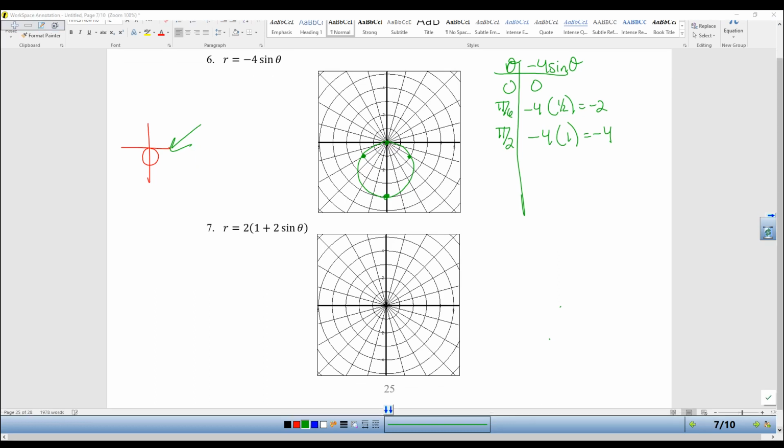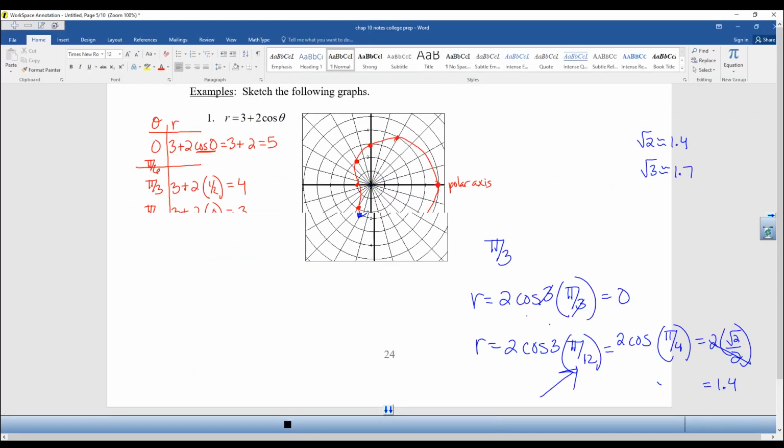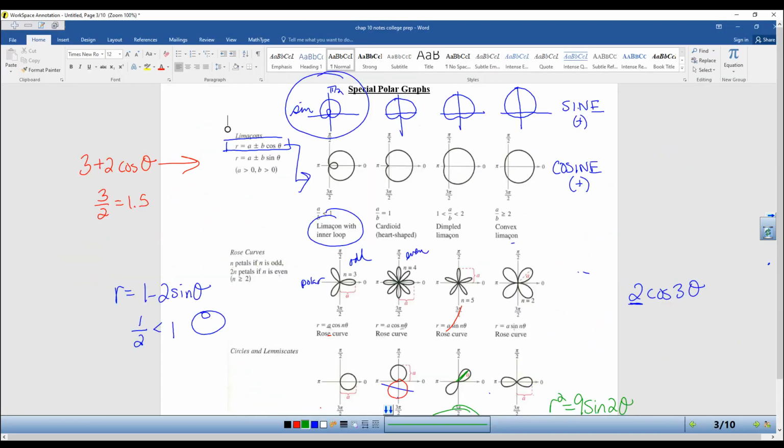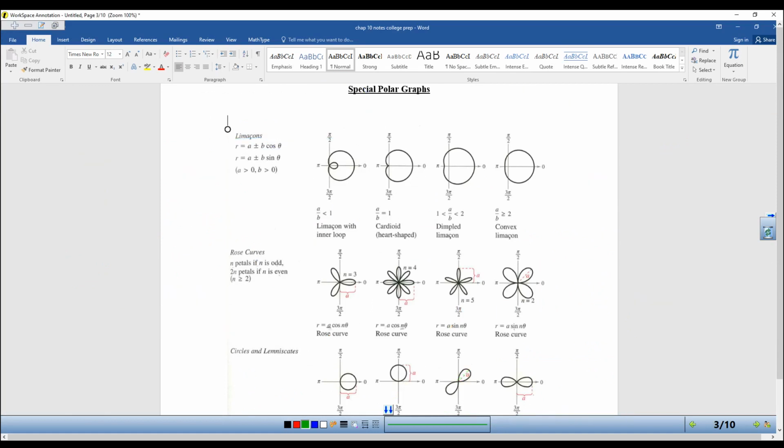So speaking of the chart, here I go again. Back to the chart. And now I'm looking for, I'm actually just going to clear this out. r is equal to 2 times 1 plus 2 sine theta. That's not on here. So you have to just multiply it out. 2 plus 4 sine theta. Now I realize that it is going to be a limacon. It's going to be sine. So it's not going to be one of these. It's going to be one of the ones that's on the pi/2 axis. But it's 2 over 4, which is less than 1.